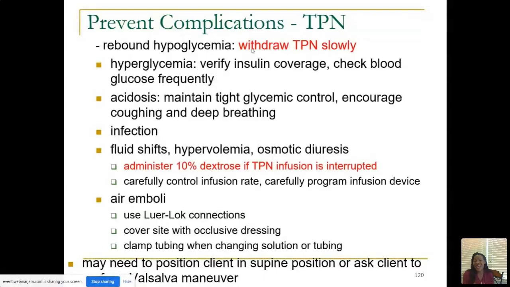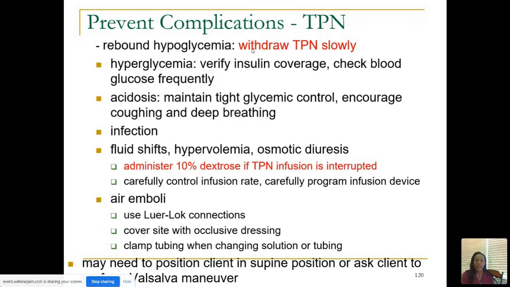Even with the port, it's not as much as with a tunneled, non-tunneled, or PICC line, but you're still at risk for infection because it's the bloodstream. Anytime you're hitting the bloodstream, there's a risk of that. And you're at risk of air emboli. Make sure you're using products that have a Luer lock. It prevents it. Make sure you're spiking your tube.